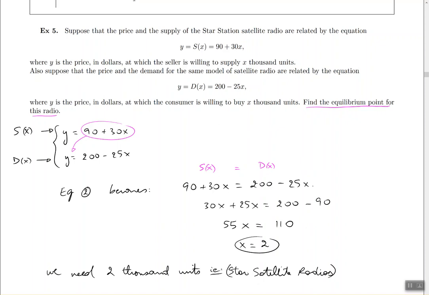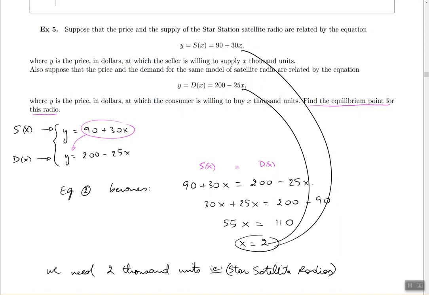Now, if you want to know what the actual supply or demand is going to be, we can plug 2 into one of the equations. It doesn't matter whether you plug it into the first or second equation, you're going to end up with the same number. If you plug 2 into the first equation, you get 90 plus 60, which is 150. If you plug 2 into the second equation, you get 200 minus 25 times 2, which is again 150. So that's supposed to happen. It's supposed to be the same number at the end. And that number represents the dollar amount.